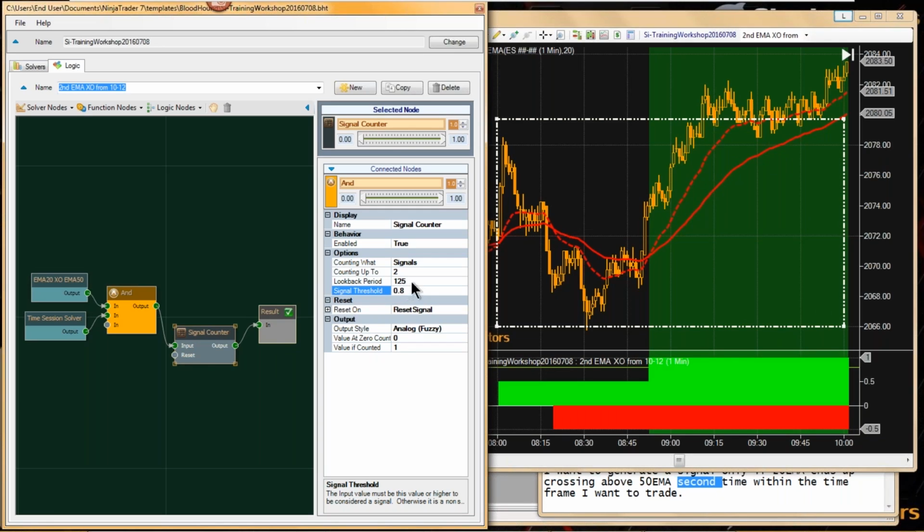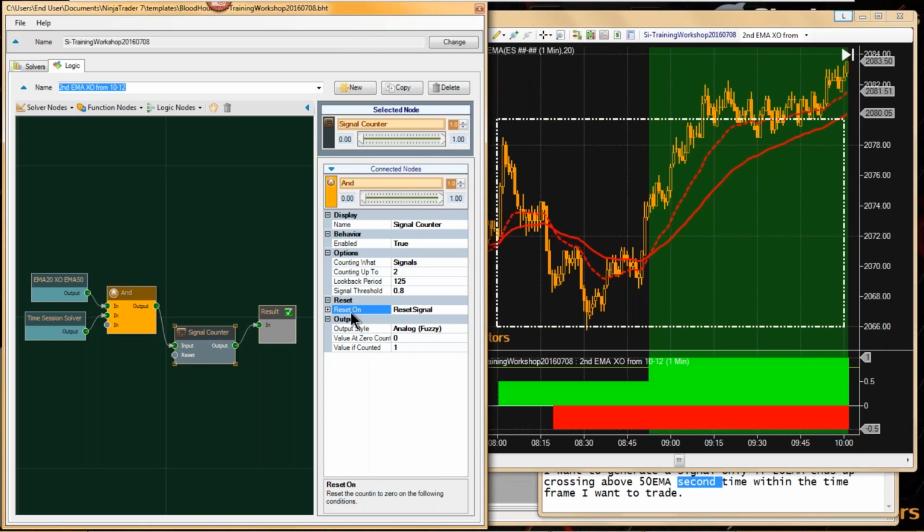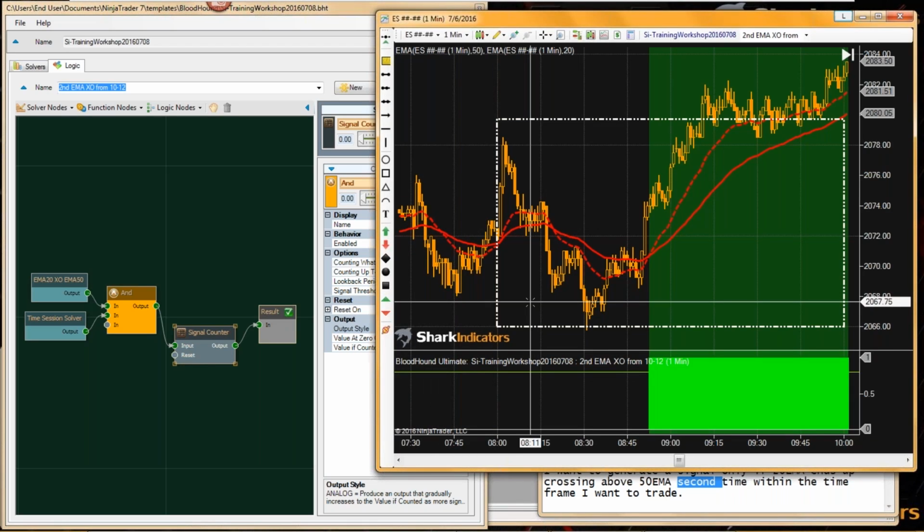And let's see, the reset, we'll get back to that. Actually, no, with the time-based bars, we won't need a reset, but all I'll do is tweak my chart and put it to like a Renko chart or something like that. So that way we can use the reset here as well. Let's see, output style. Most people do not want to use the fuzzy logic part. So let's just put it on digital like that.